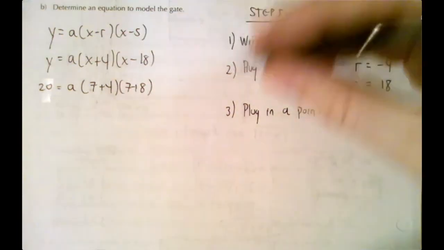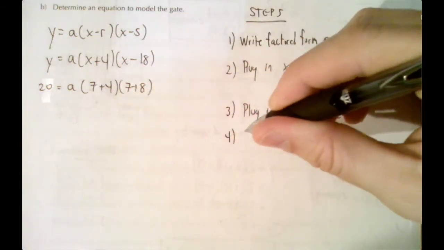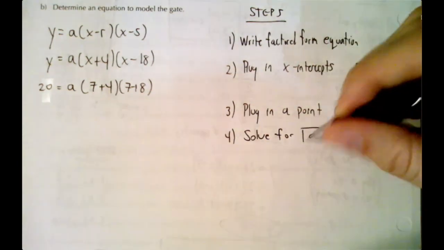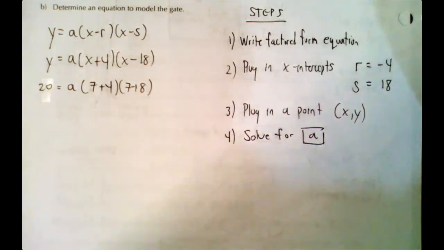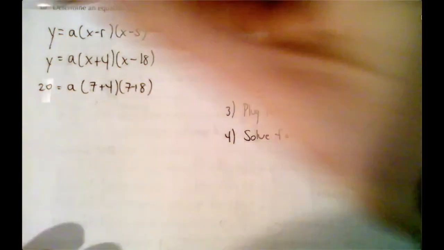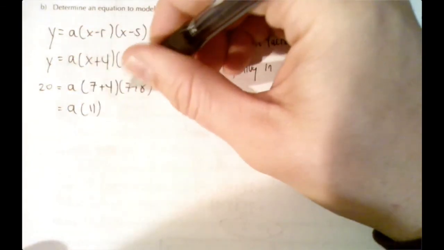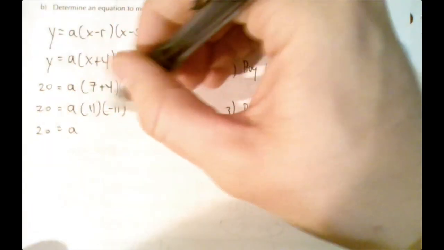Once we've plugged in our point, we solve for a. How do we solve for a? Well, we got to do a little bit of math in our brackets. 7 plus 4 is 11. 7 minus 18 is -11. And now we've got a times 11 times -11.